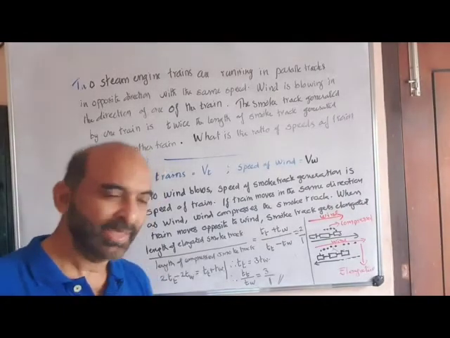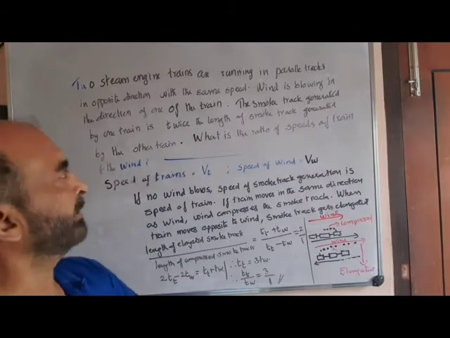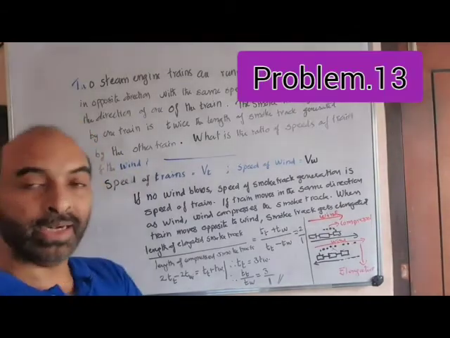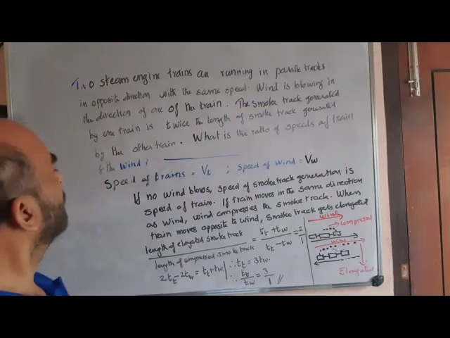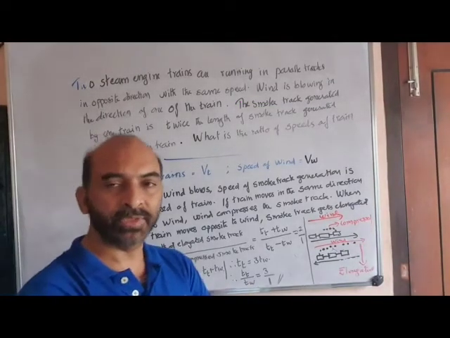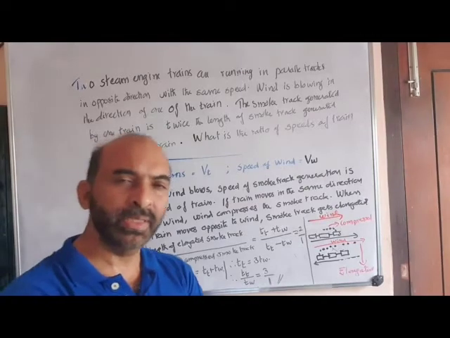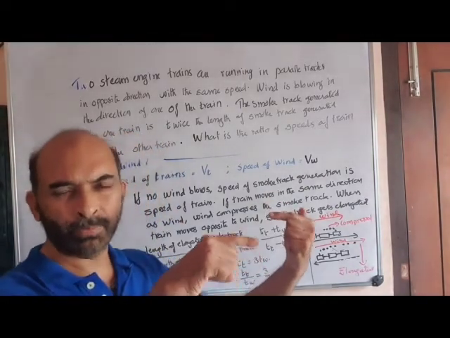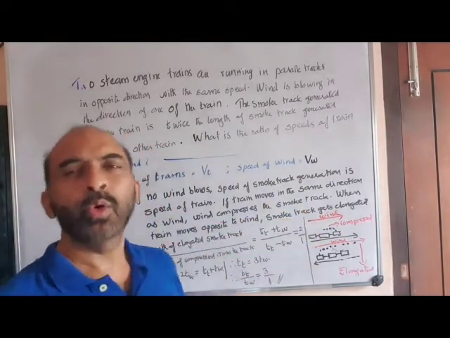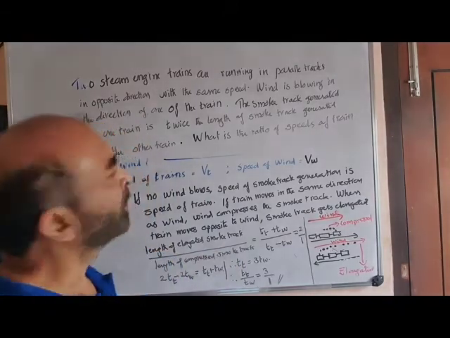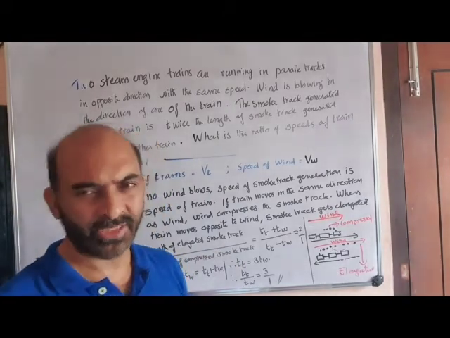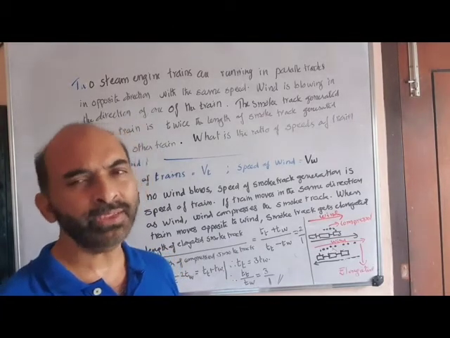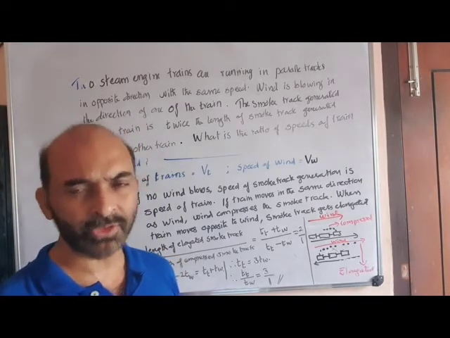Next question. Two steam engine trains are running parallel to each other in opposite directions at the same speed. Two steam engines are running on parallel tracks in opposite directions. Wind is blowing in the direction of one of the trains. Naturally, wind is blowing opposite to the direction of the other train.